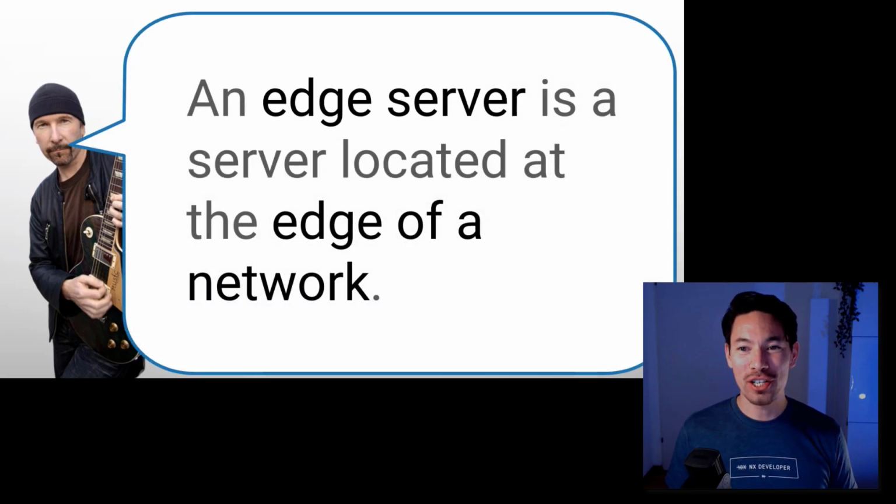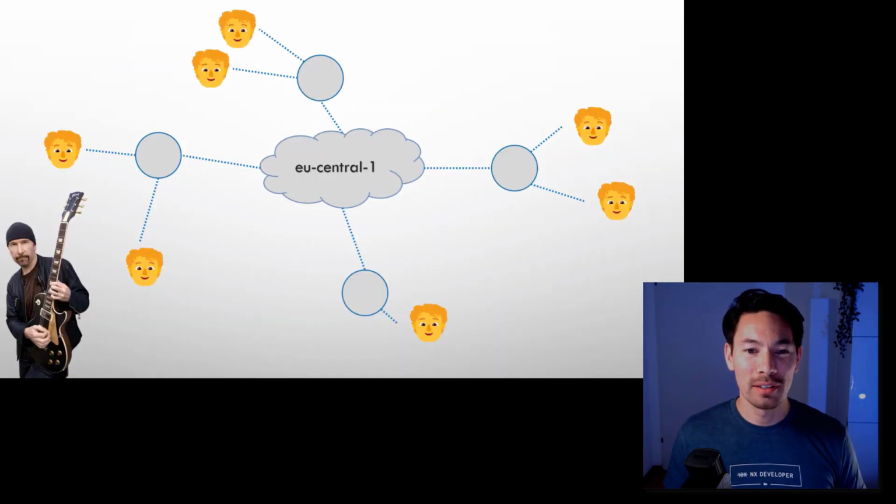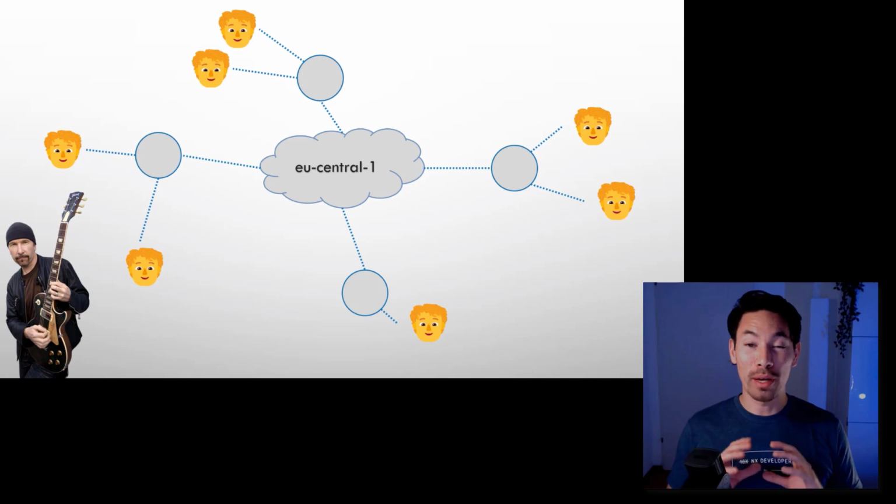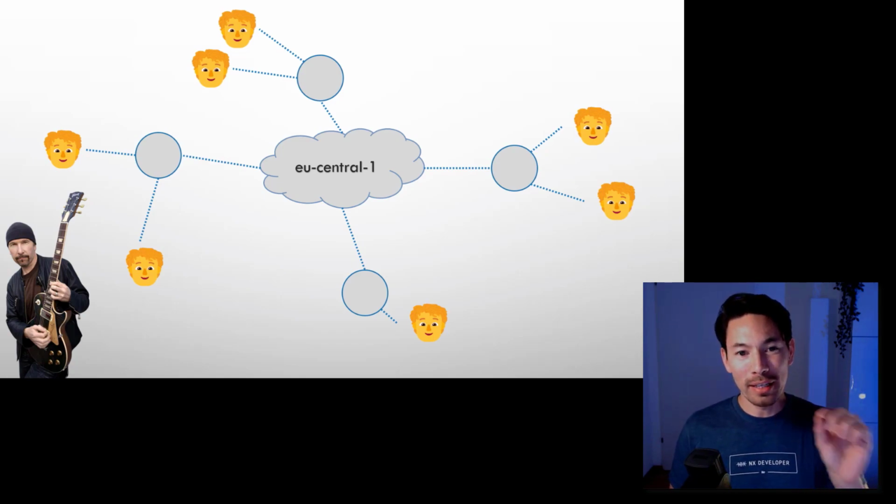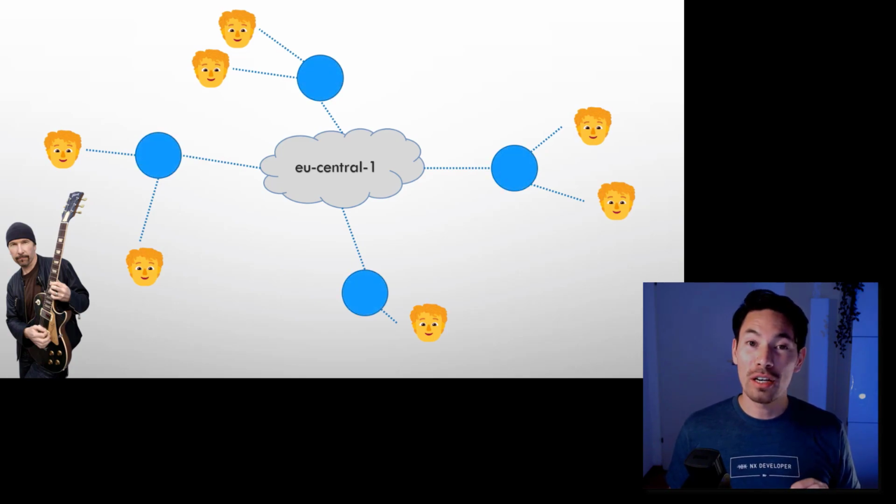Okay, he says an edge server is a server located at the edge of a network. What do we mean by the edge of a network? Well, in the center of this network, we have a cloud region, EU Central 1. That's where we're hosting our e-commerce application. We have users all around who want to use it. And notice that they're not accessing the cloud directly. They're going through an intermediate server that's close to them. These servers are what we refer to as the edge or edge servers.